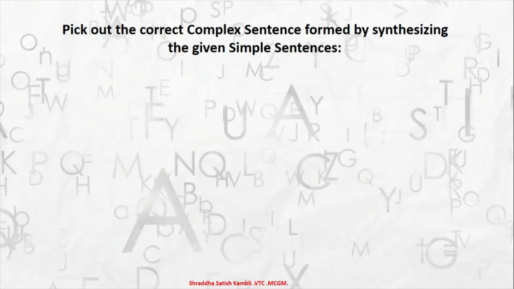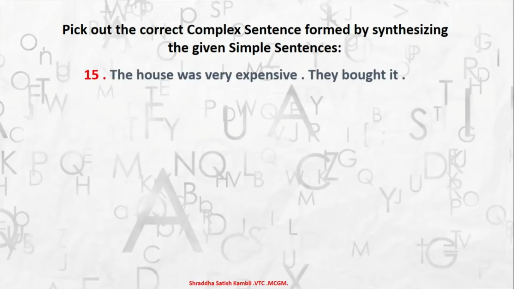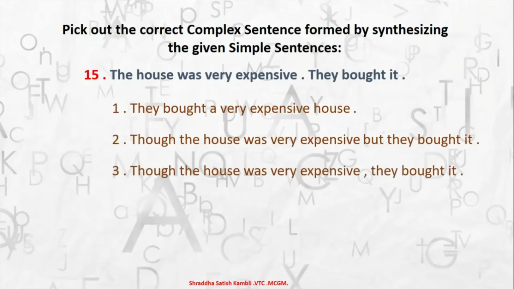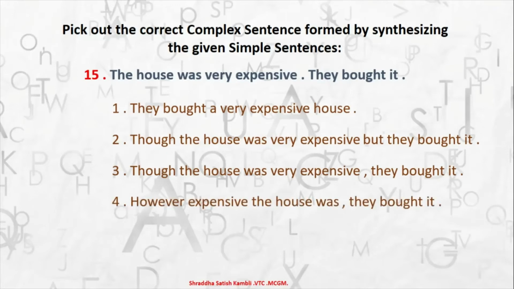Coming to the last example, where we will combine these two simple sentences to form a complex sentence. Here are your options. The house was very expensive. They bought it. So will it become, they bought a very expensive house? Though the house was very expensive, they bought it. Though the house was very expensive, they bought it, with a comma. However expensive the house was, they bought it.